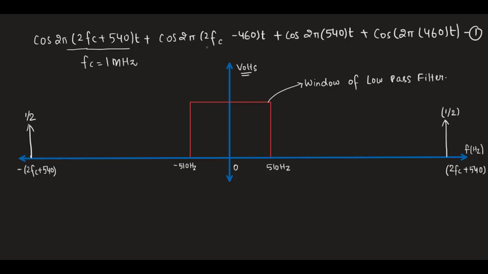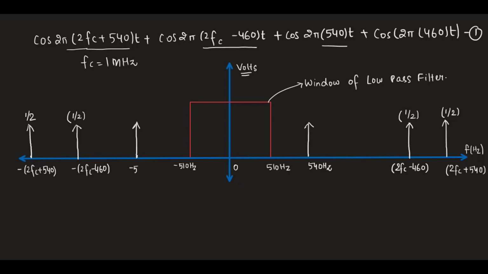In the second term, we see it has a frequency of 2fc − 460. Again, since fc is 1 MHz, it gives two impulses which lie outside the window of the low pass filter. The next cosine signal has a frequency of 540 Hz. Since the window of the low pass filter is restricted to 510 Hz, again this impulse lies outside this window. The last expression we see has a frequency of 460 Hz.